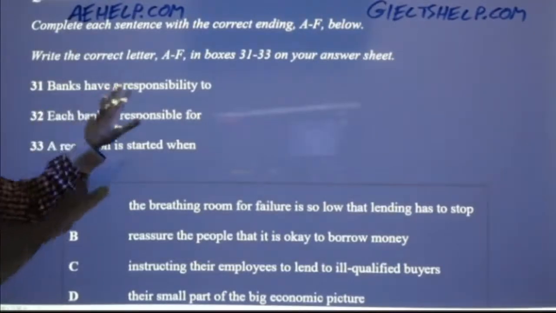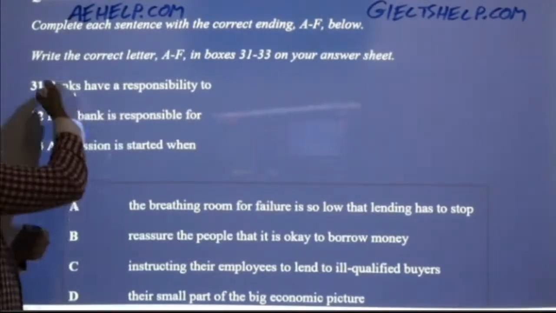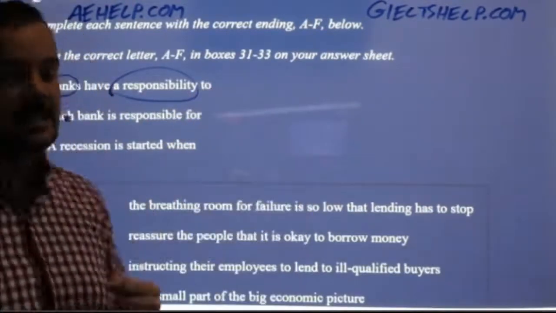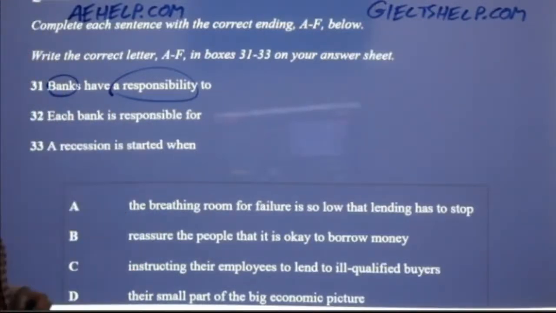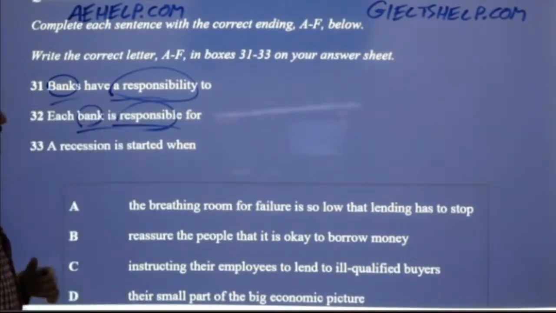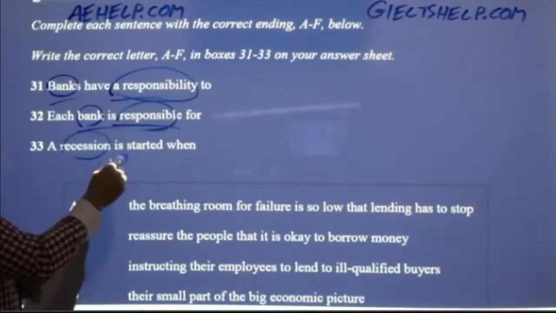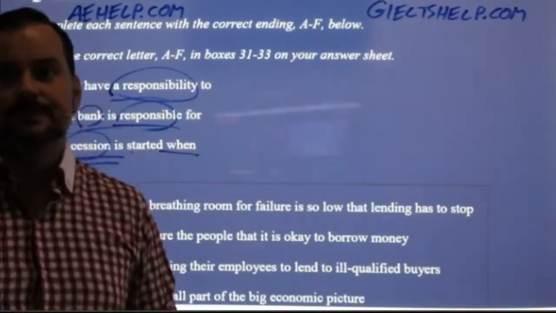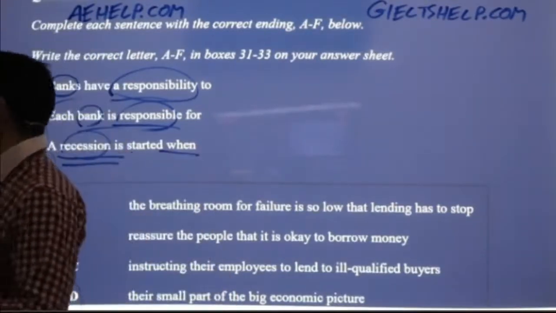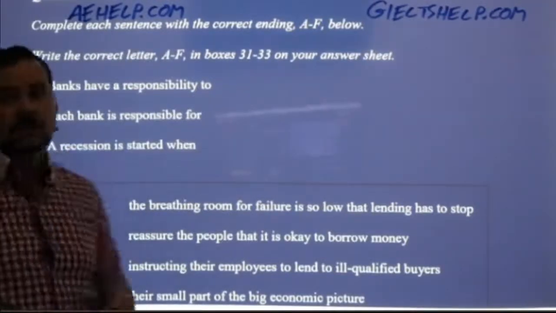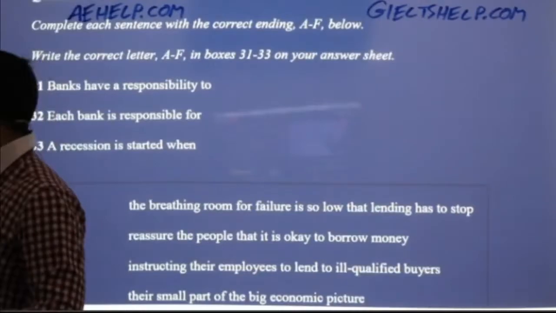So banks have a responsibility. Keywords, banks, responsibility. So something about banks' responsibility is in the passage. Okay, each bank is responsible for, okay, I have bank and responsible again. So obviously this is an important point in the passage. And then recession is started when? Okay, recession, that's important. Hopefully I know the meaning of the word recession. Okay, so banks, responsibility, recession, those are some good tips to help me.